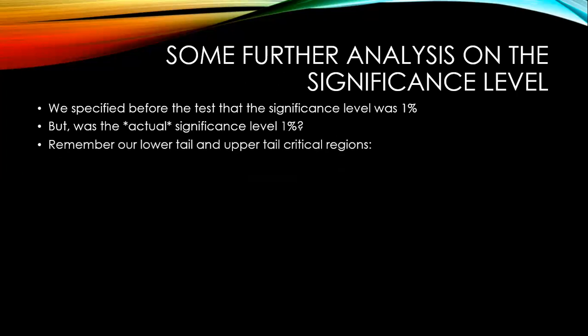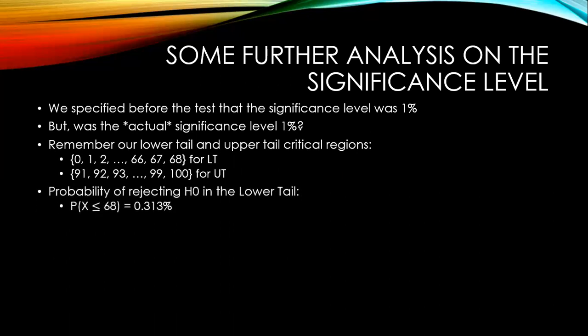So remember, we have our lower tail critical region and our upper tail critical region. Our lower tail critical region was 0 up to 68, and our upper tail critical region was 91 up to 100, as we just worked out. The probability of rejecting H0 in the lower tail is the probability that you get less than or equal to 68 successes.